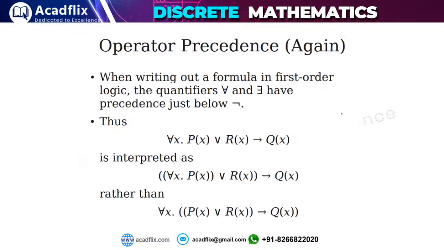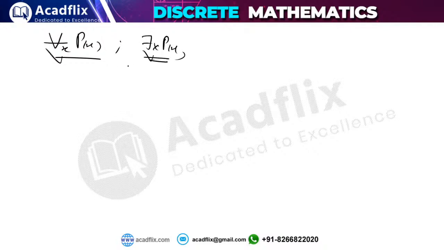Let me wind up this first order logic. The next thing that we have is nested quantifier. Remember, so far we were seeing only individual quantifiers. For example, these kinds of statements: for all x p(x), there exists x p(x). So here we have only a single quantifier. We do not have nested quantifiers.